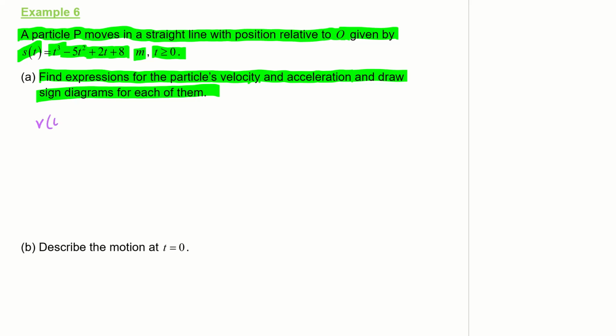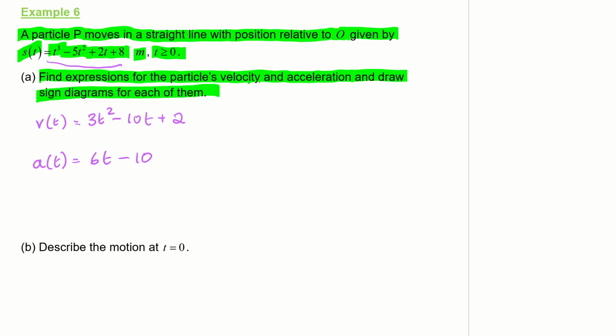So v is going to be, just differentiate this one, and we get 3t squared minus 10t plus 2. And then the acceleration would be 6t minus 10.